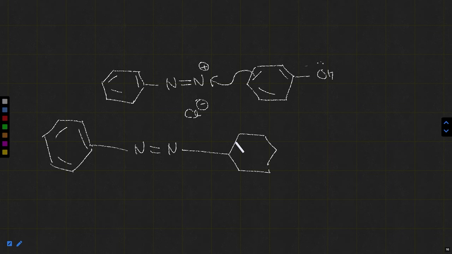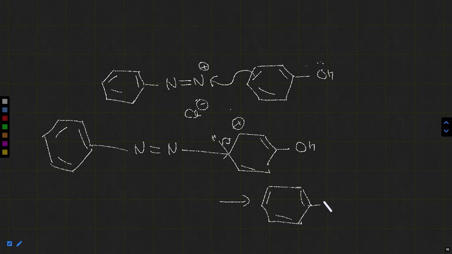Okay, no problem. So it will move here and it will create a positive charge here. Clear? Now what will happen? You have a positive charge here. We have OH here. Now this H that is here will be removed. And we will get your simple electrophilic aromatic substituted product, that is your coupled product.